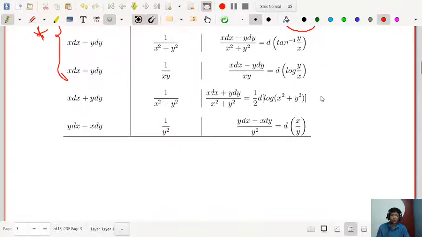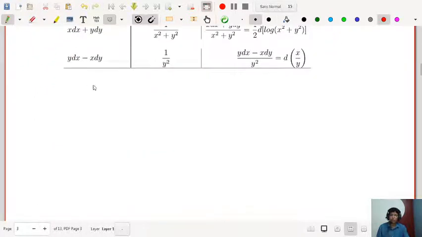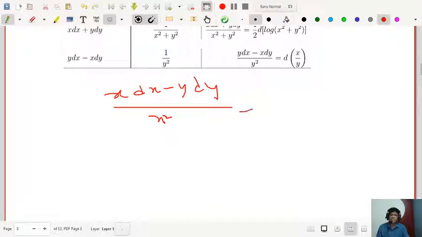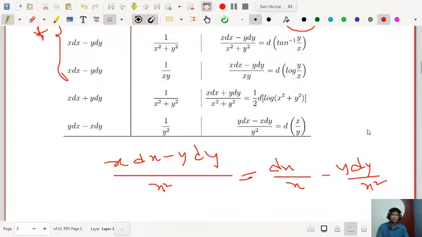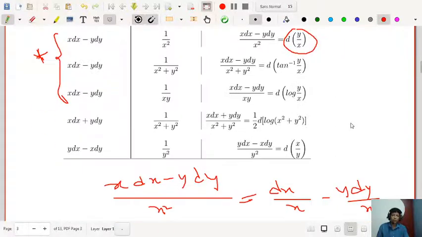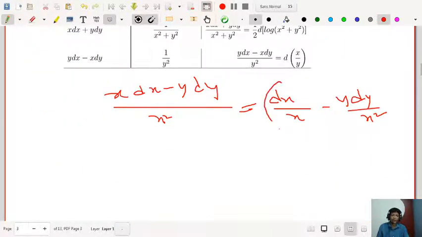So how does this happen, let me show you. For example, your expression is x dx minus y dy, divided by x square. Okay, let's split the expression. So your first term will be dx by x minus y dy by x square, right? And you look at that, if you integrate this, this will give you log x, right?